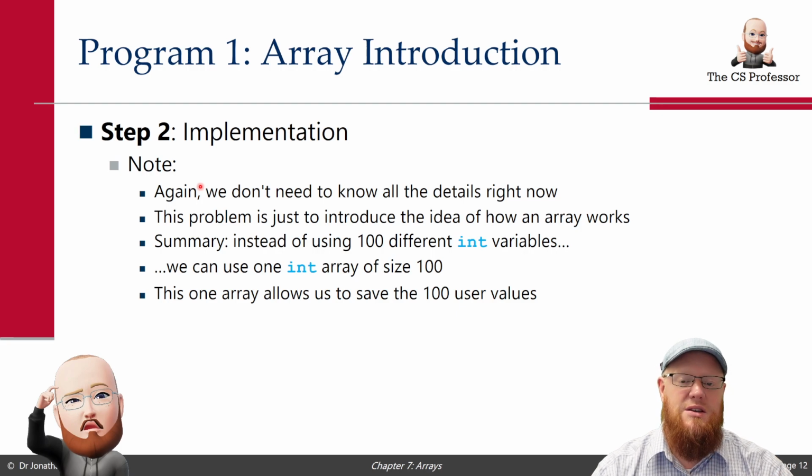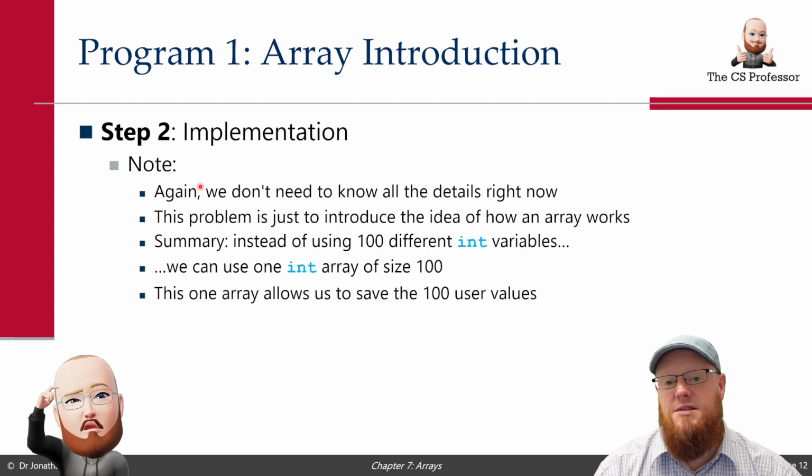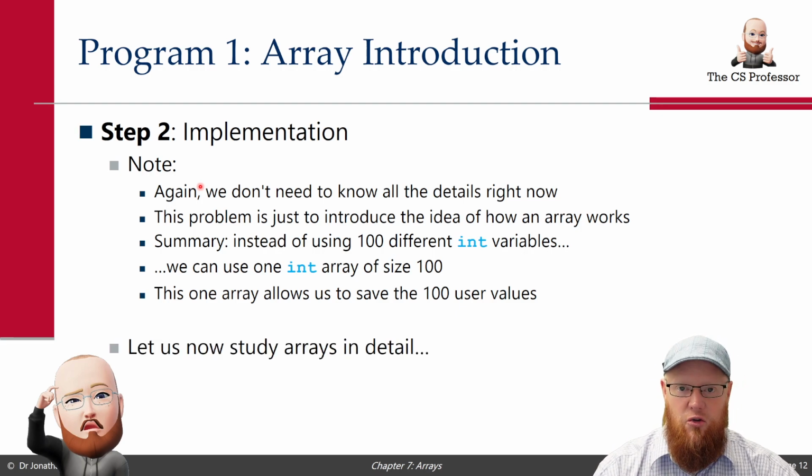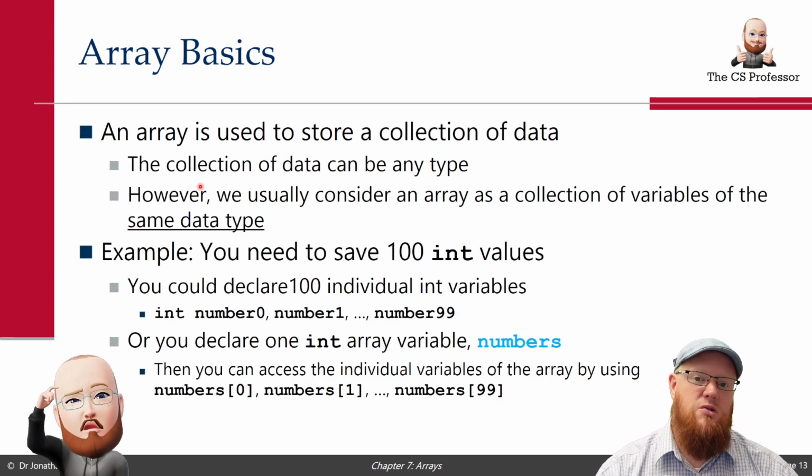Overall, we make an array of size 100, we read the values, we save them into that array, and then we loop back over that array to see which values are greater or equal to our average. So now let's cover arrays. Arrays are used to do what? To store a lot of data, as we just saw.